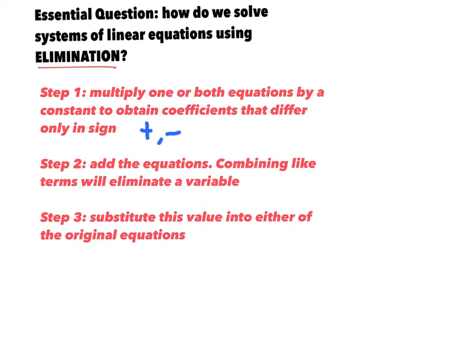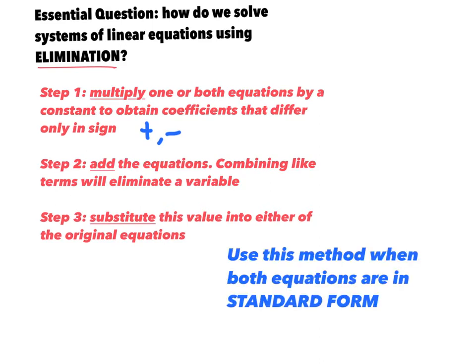Step 2 will be to add the equations, and combining like terms will eliminate one of those variables. And then you'll just substitute that value into the original equations. So take a second, write all that down, and then let's see what that looks like. One last note is to use this method when both equations are in standard form. That's when you have the variables on one side and the constants on the other.